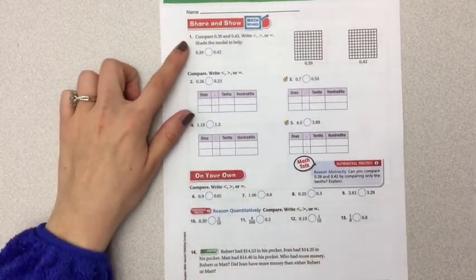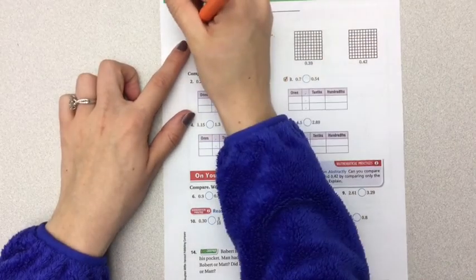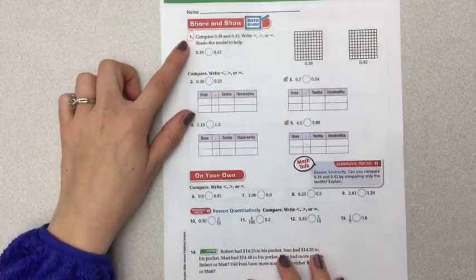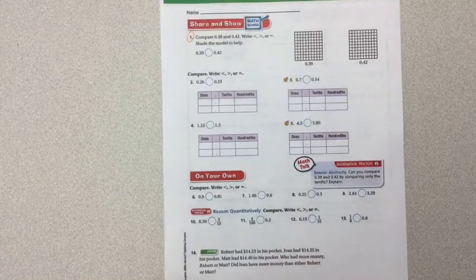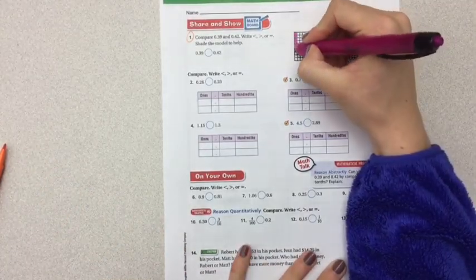So in our next problem here, number 1, we are going to compare 39 hundredths and 42 hundredths, and then we have to write the appropriate sign there. So first we're going to shade our model for 39 hundredths.